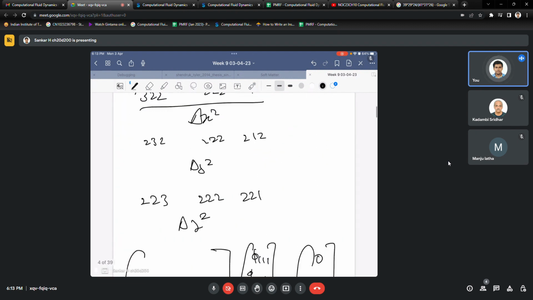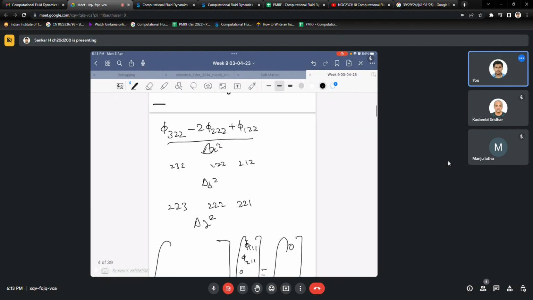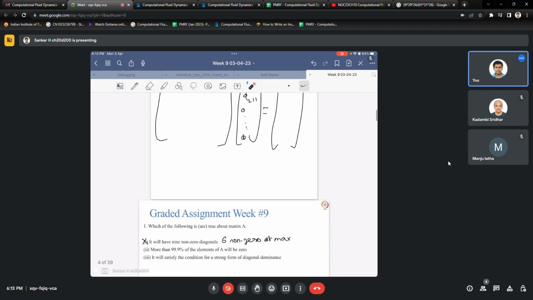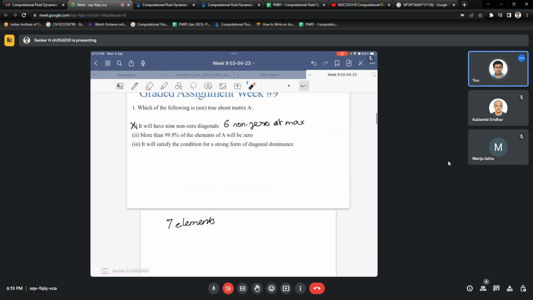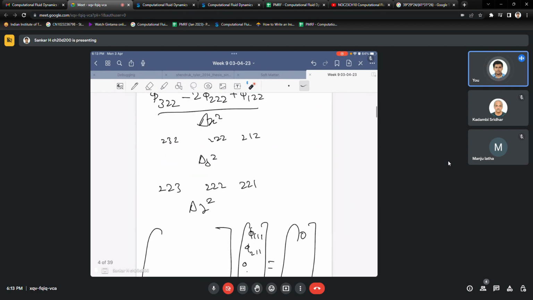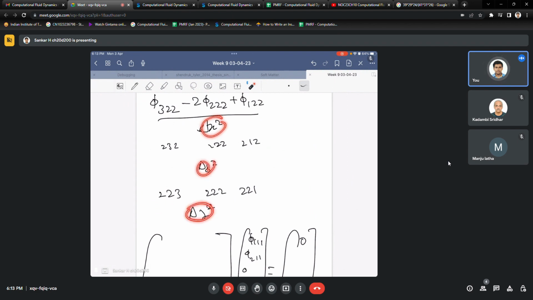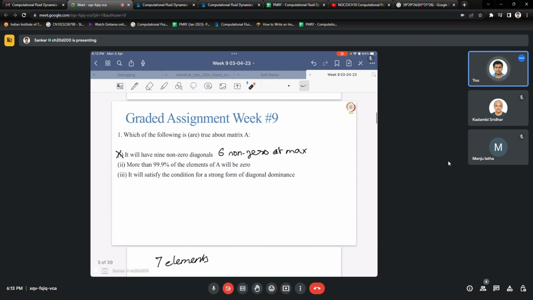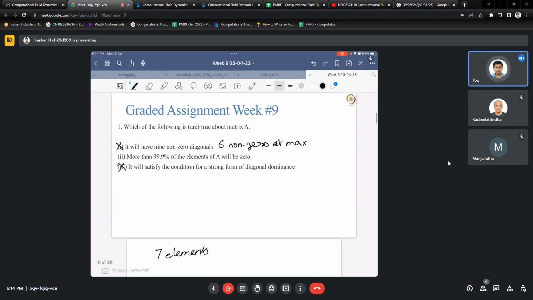What we see here is that from the solution of these terms, we will get the strong form of diagonal dominance if delta x, delta y and delta z are the same. Otherwise we cannot guarantee that all these i, j, k and i plus or minus 1, j plus or minus 1 or k plus or minus 1 will be greater than or less than or equal to i, j, k. So therefore we can't say anything about the strong form of diagonal dominance about this.